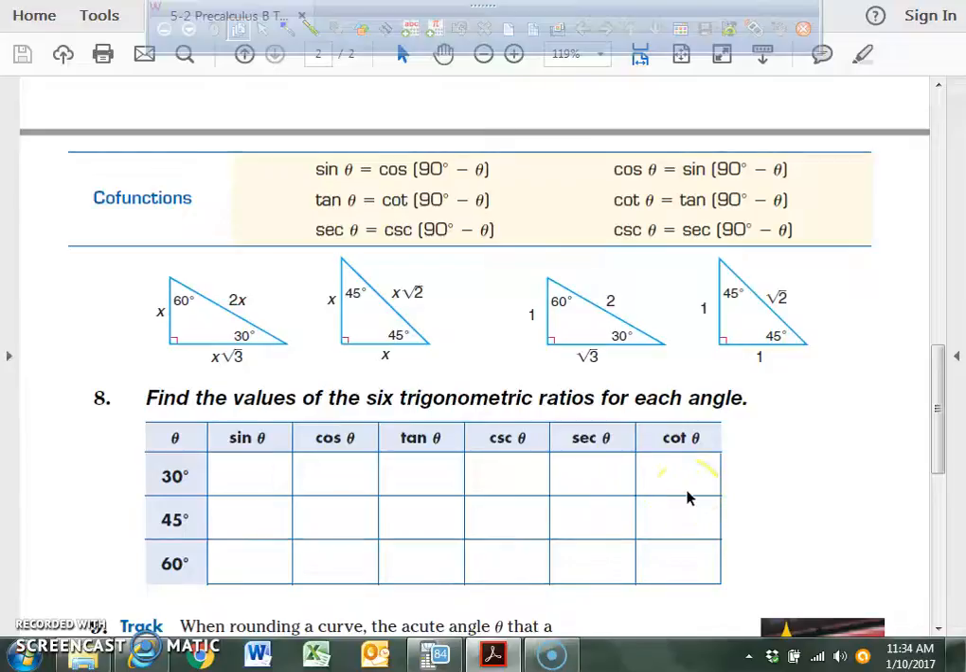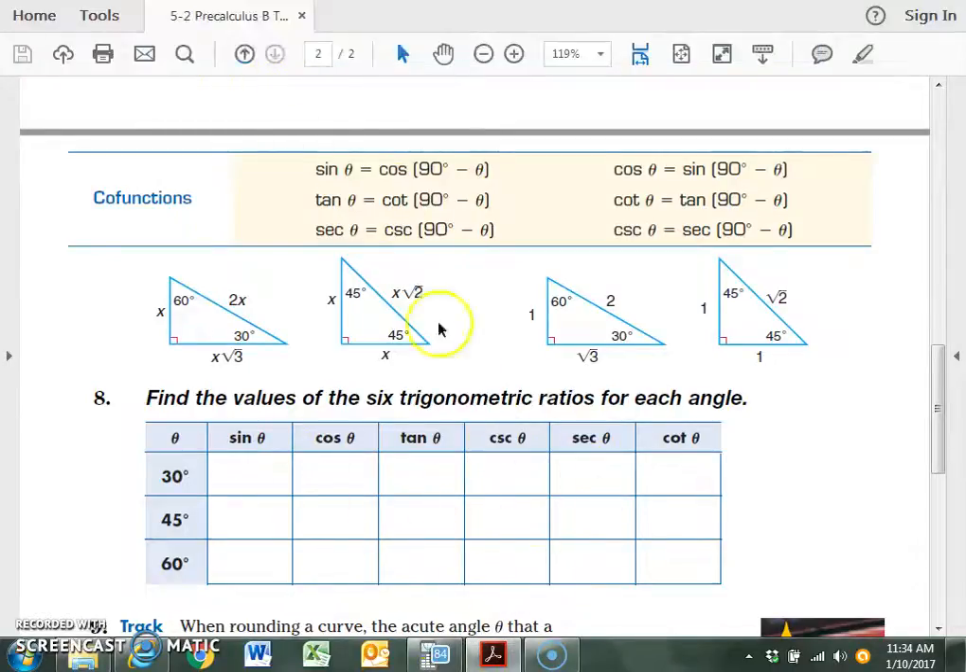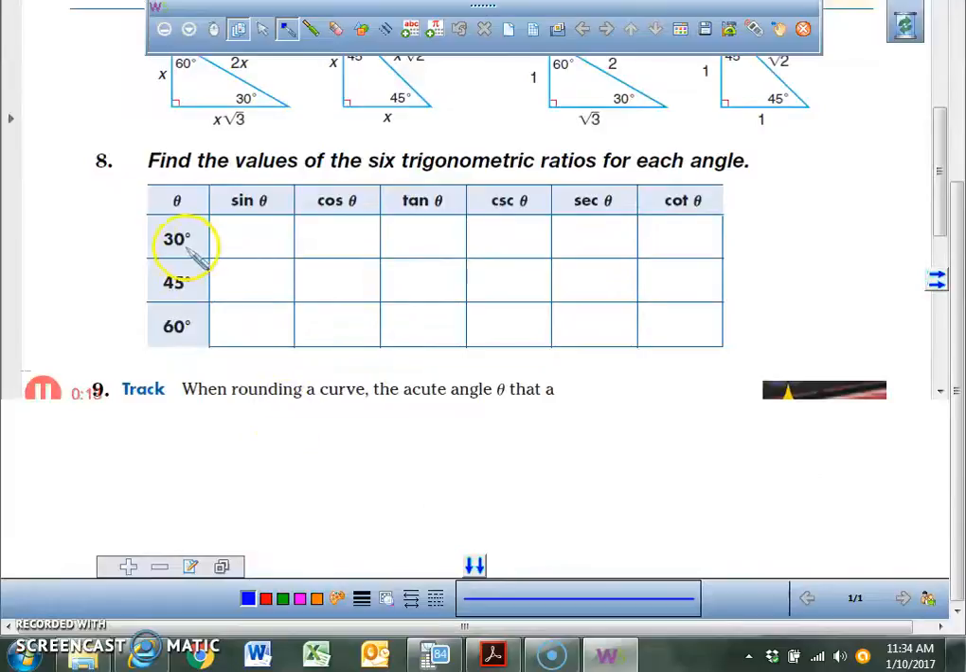Today we're still in Chapter 5, Section 2, dealing with trigonometric ratios. Right now we're going to learn how to use cofunctions. We have a table right here that we're going to fill, all right? And we're going to start with 30 degrees.